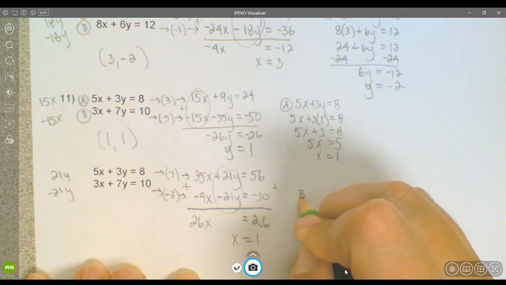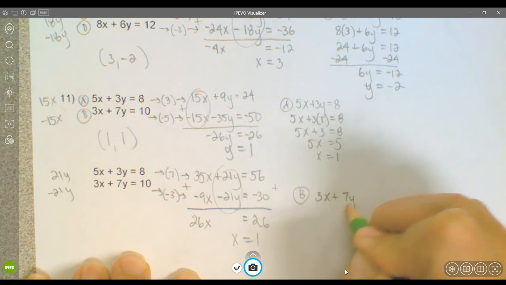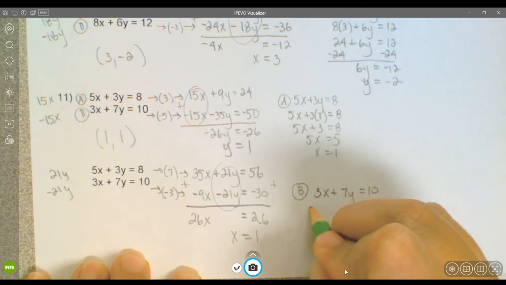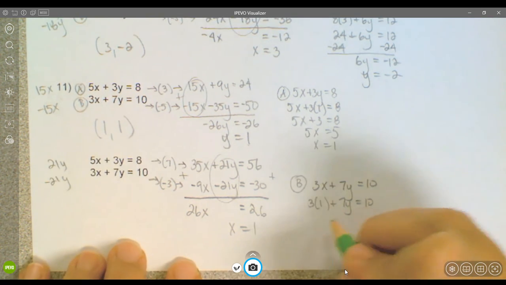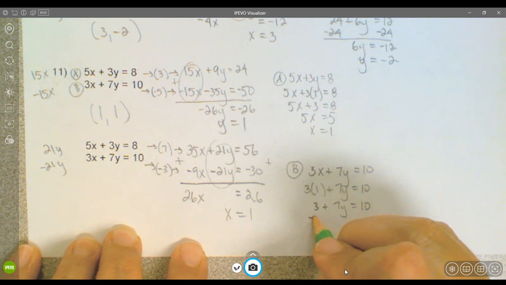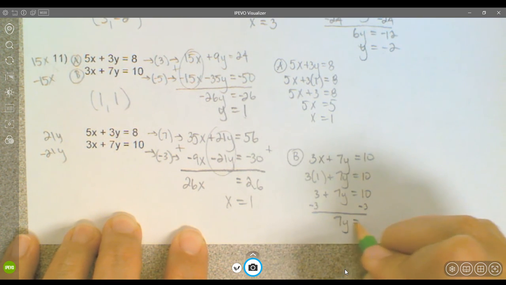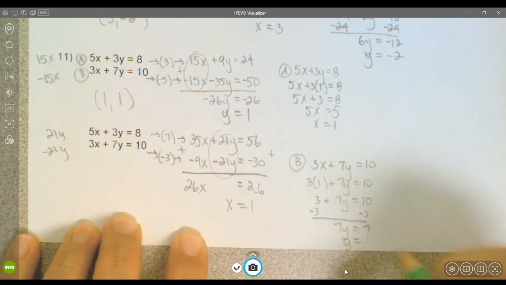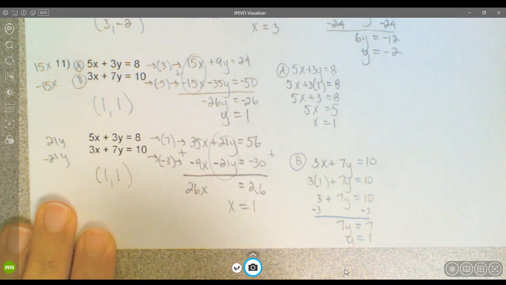And I'll go into equation B for this one. So in the equation 3x plus 7y equals 10, x is 1. 3 times 1 is 3. We'll subtract the 3 from both sides. If 7y equals 7, then y equals 1. So look at that. My ordered pair is 1, 1.